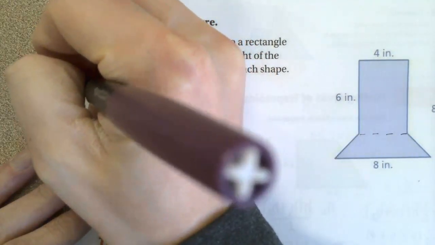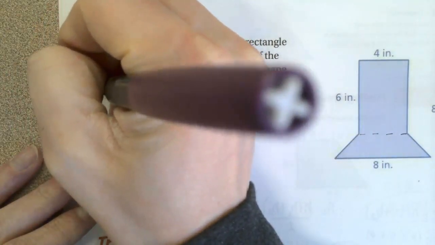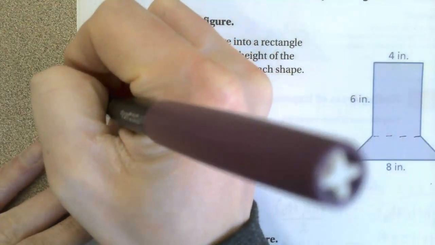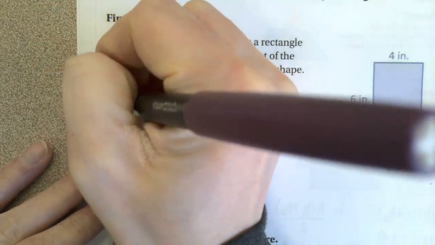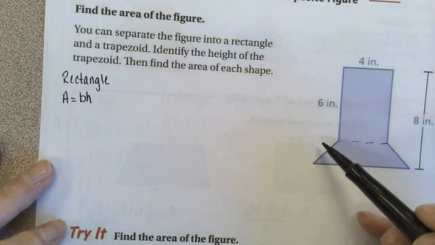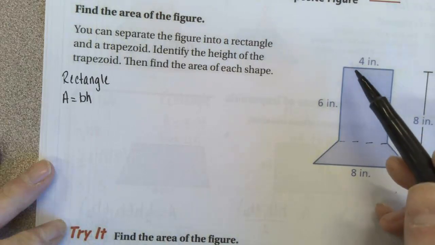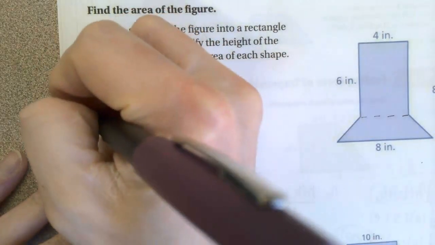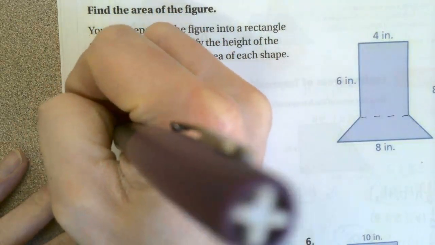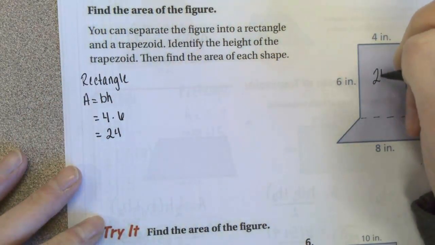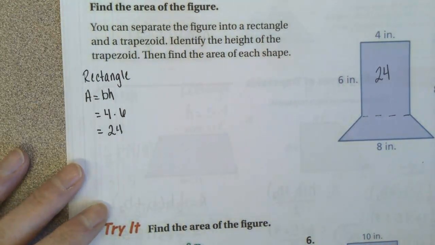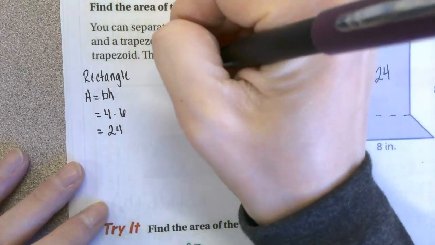So we're going to find the area of our rectangle. So we know that formula is base times height. And here, if this is our rectangle, it's a base of 4 and a height of 6. So we're going to say the area of that rectangle is 24 inches squared in the rectangle portion. Okay, then we'll do the trapezoid.